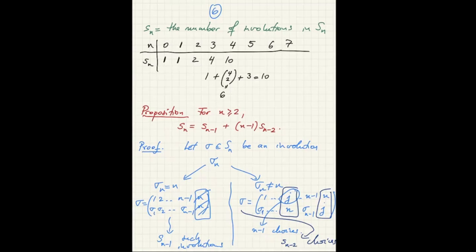And so together, these can be paired up in all possible ways. So we get n minus 1 times Sn minus 2 involutions. And then that proves the result. Our set of Sn involutions has been partitioned into two sets, one having Sn minus 1 elements and the other one having n minus 1 times Sn minus 2. Okay.